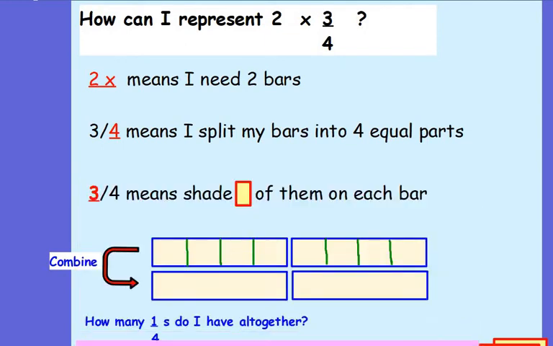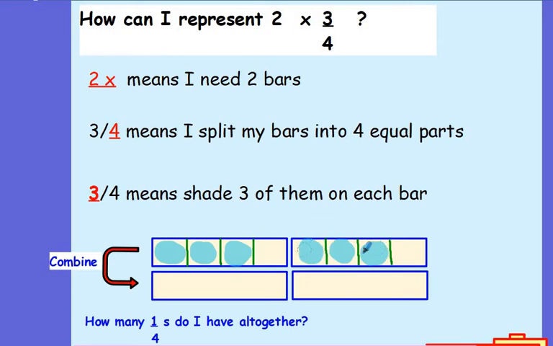The 3 on the top tells me I need to shade in how many parts on each of those bars for me, Zara? 3 of them. Great. So I need to shade in 3 parts on each of my 2 bars. 1, 2, 3. 1, 2, 3.